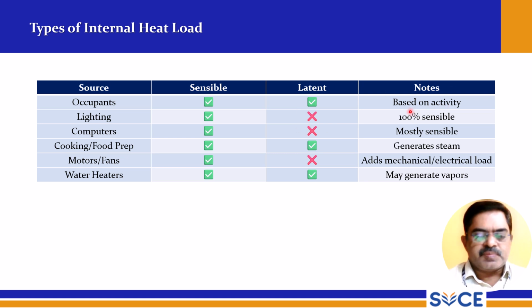It is based on activity. Lighting is 100% sensible, computers are mostly sensible, and cooking and food preparation generate steam, which is why there is latent heat, and they add mechanical and electrical load. Water heaters may generate vapors, so we have latent heat in the case of water heaters.